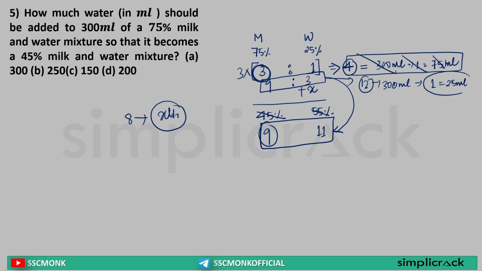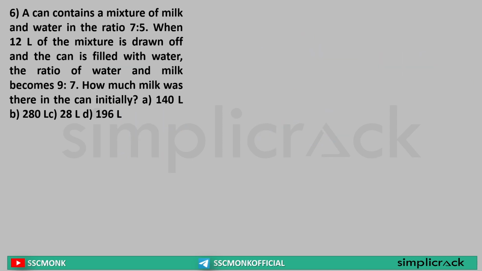Sir, if 1 part is 25 milliliter, the quantity of water that has been added is equal to 8 part. So 8 part into 25 milliliter is equal to what? 200 milliliter. Simple answer, option D. Only in 3 steps we are solving the question. That's it. Next.